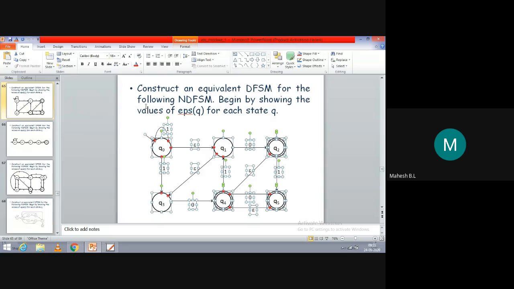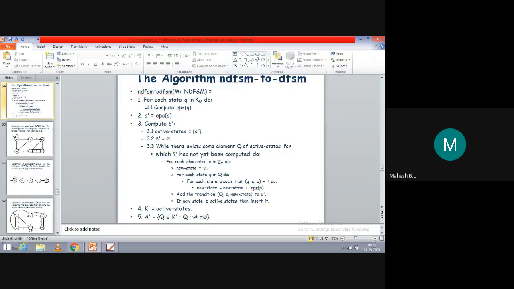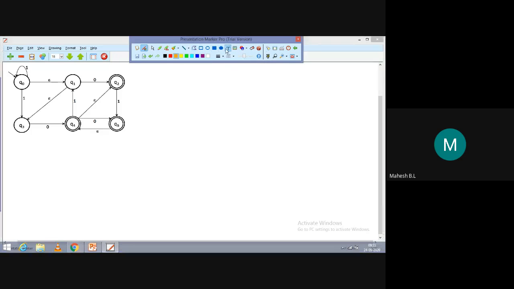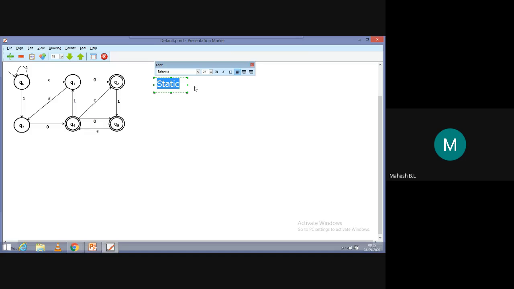First step, if you go through the algorithm, you'll understand. Let's discuss the algorithm later. First, I'll tell you the steps. First, you need to compute. Here the starting state is Q naught, so you need to compute epsilon of Q naught. So let's do that.